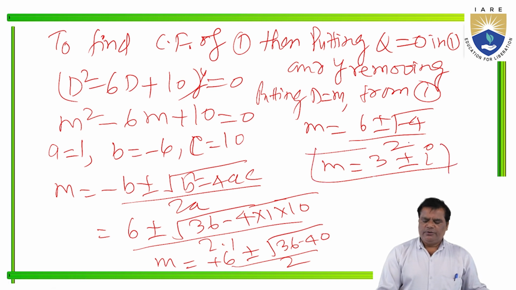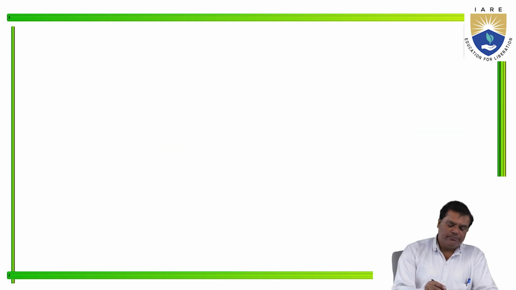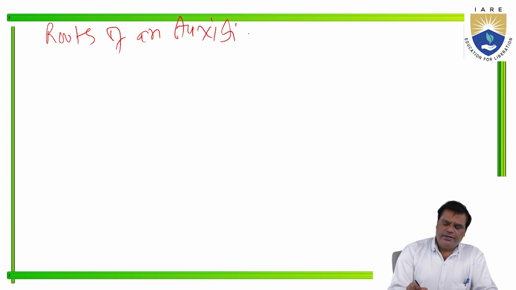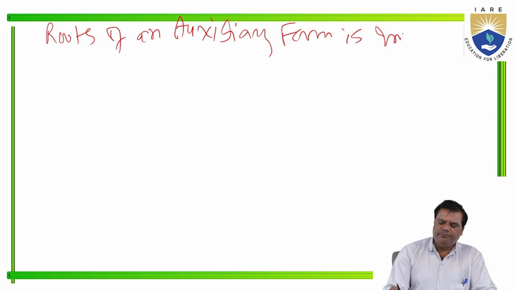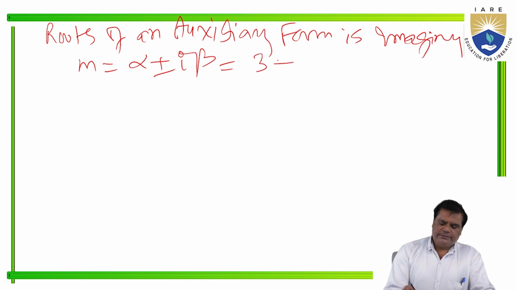The roots of the auxiliary form are imaginary. So m equals alpha plus minus i beta. Here alpha means 3 and beta is 1.